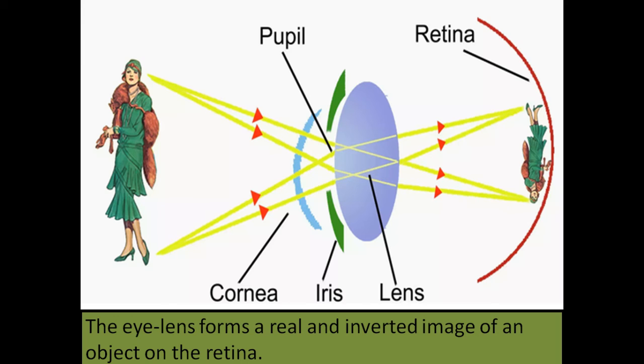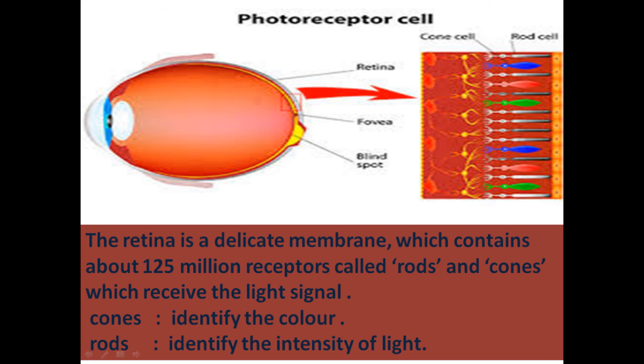When you see, the signal reaches the photoreceptor cells. What are they? The retina is a delicate membrane which contains almost 125 million receptors. They are called rods and cones, which receive the light signal. Here you see the cones. What do they do? They identify the color, and the rods identify the intensity of light.